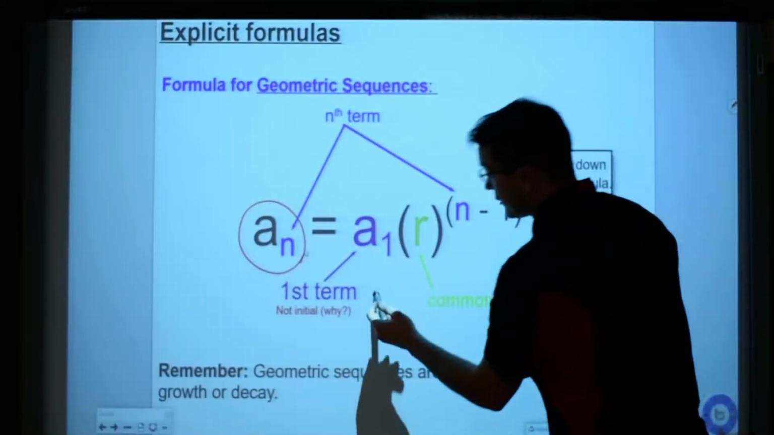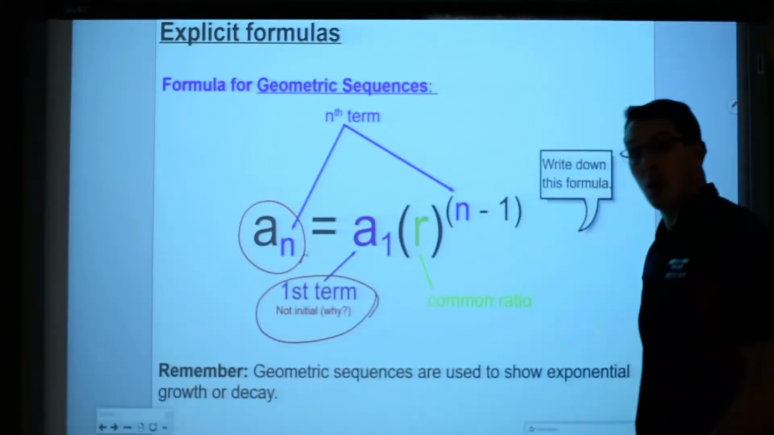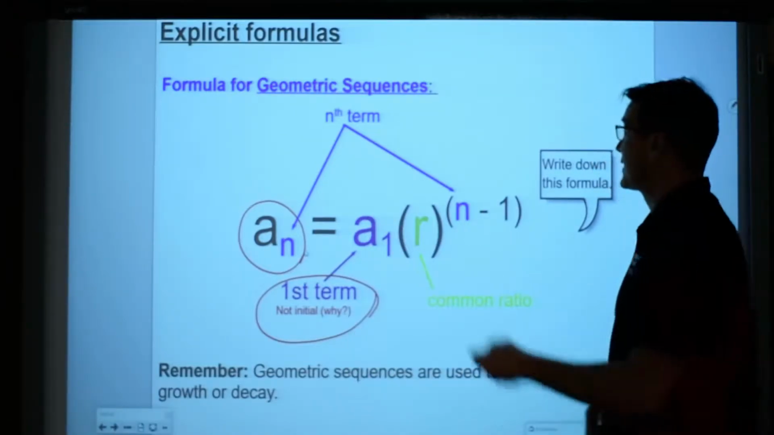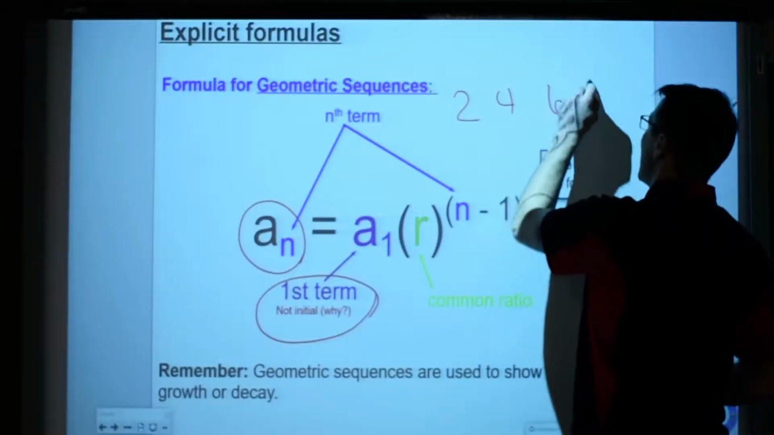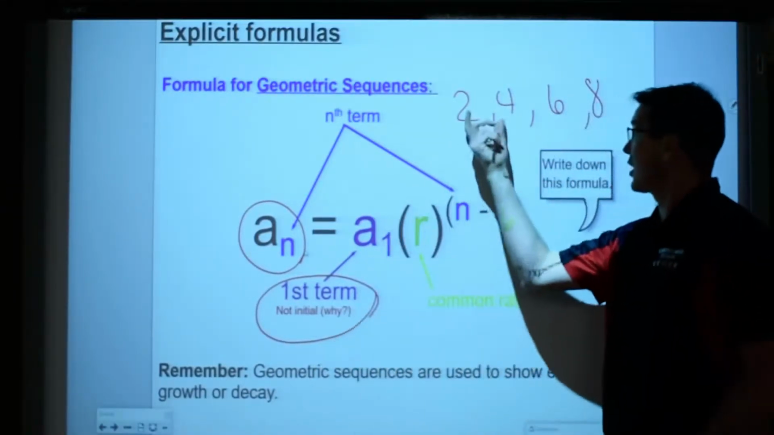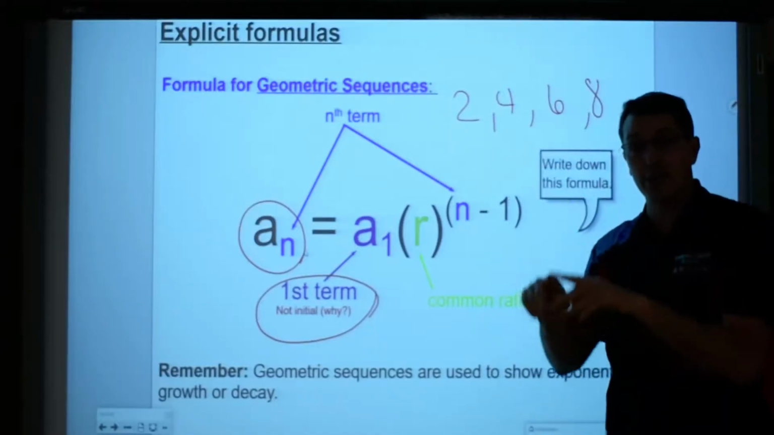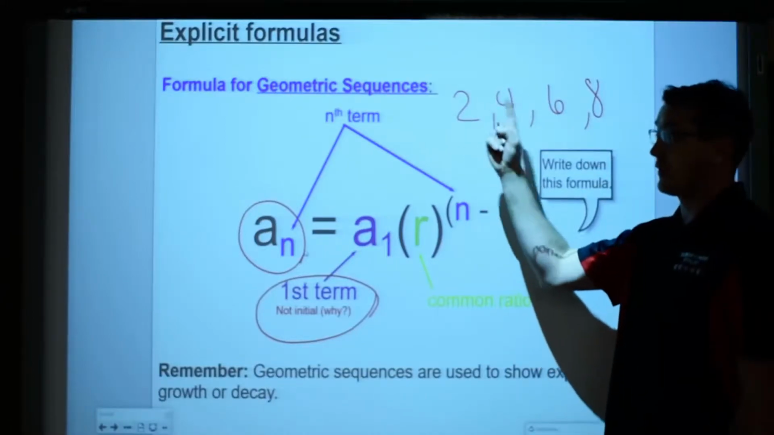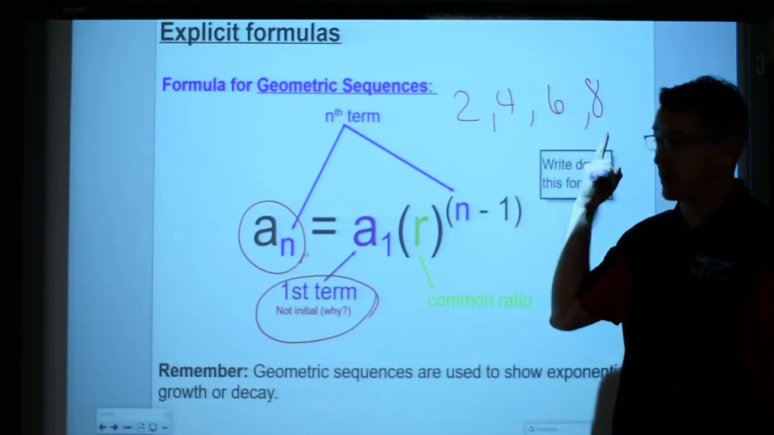Then a sub 1, that's the first term, not the initial. Why? Because the initial amount is before you started. And if you have any sequence, say I have a sequence 2, 4, 6, 8, all sequences start with that first term. We don't start with the initial term unless we're looking at tables. On tables, you can have an initial amount. But on a sequence, we always start with the first term unless they label the terms.